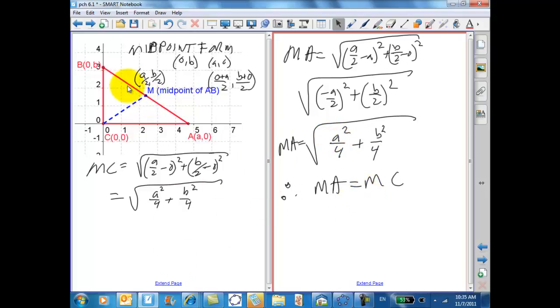And we already knew MA was equal to MB. Why is MA equal to MB? Yeah, that's one of the givens. It's given that M is the midpoint, so that divides that.